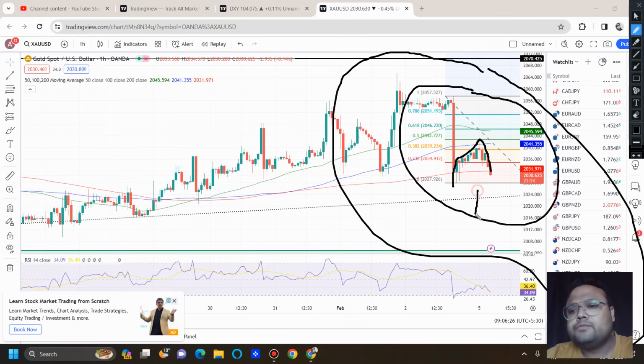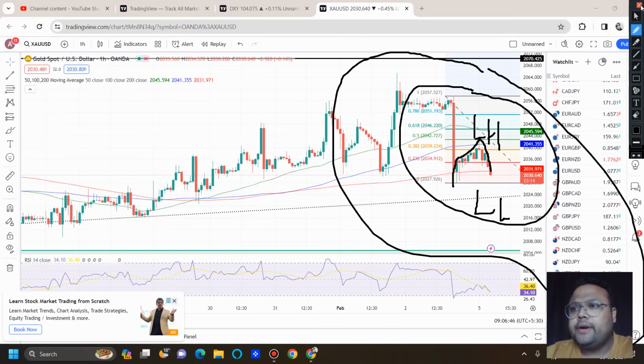So if gold forms a lower low, already gold has formed a lower high. If gold forms a lower low, and at the same time, if we also see that DXY is going up, in that case, you can expect that in the coming days, because of the fundamentals, there may be pressure on gold, and you can go for a sell position as a swing trader.